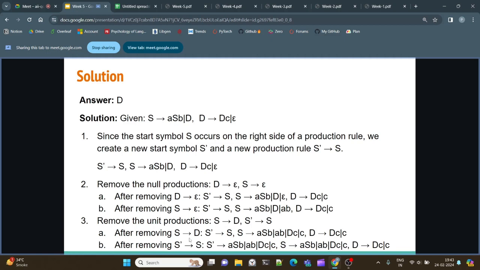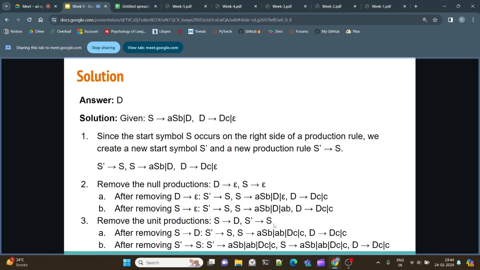So in order to handle S to D, I see what D derives. D derives DC to C. So wherever S to D was present, instead of D, I simply write DC to C. The only change from here to here is that S is the same, A is the same, B is also the same, AB is also here; just in place of D, I write DC and C. By doing this, I handle the first unit production.